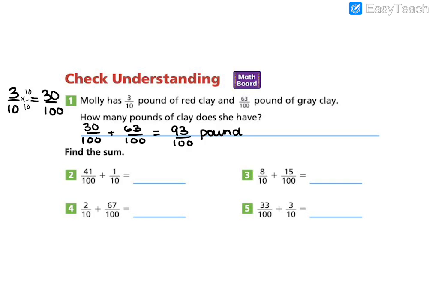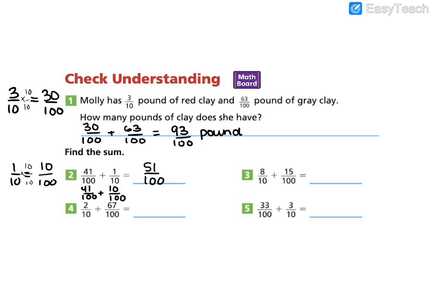Right, for number 2, we have 41/100 plus 1/10. We need to find our equivalent fraction for 1/10. I know that 1/10 will equal some number of hundredths. I need to multiply by 10/10. So I find that 1/10 is equal to 10/100. When I add them together, I get 51/100.